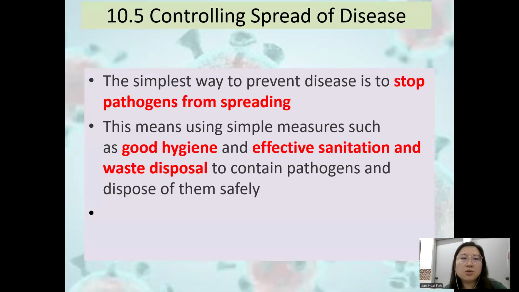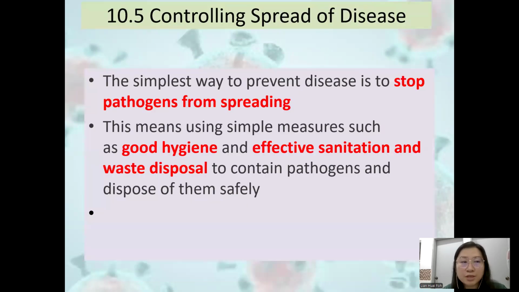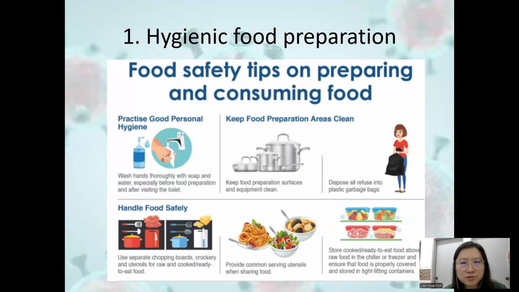Now, how do we actually control the spread of disease? Before the pathogens enter our body, we try to stop them from spreading. So let's start with the first one. To prevent the spreading of disease, we have to stop the pathogens from spreading. We can have a few simple measures like good hygiene practice, sanitation, and also waste disposal. First of all, hygienic food preparation.